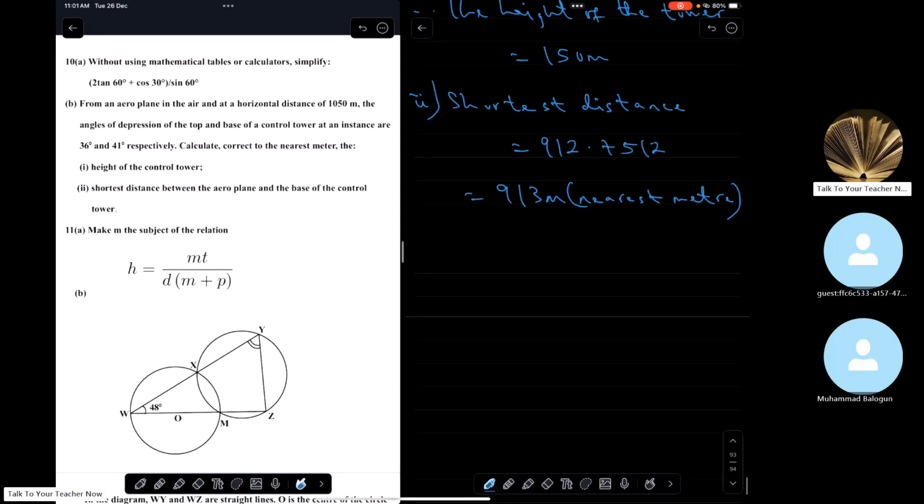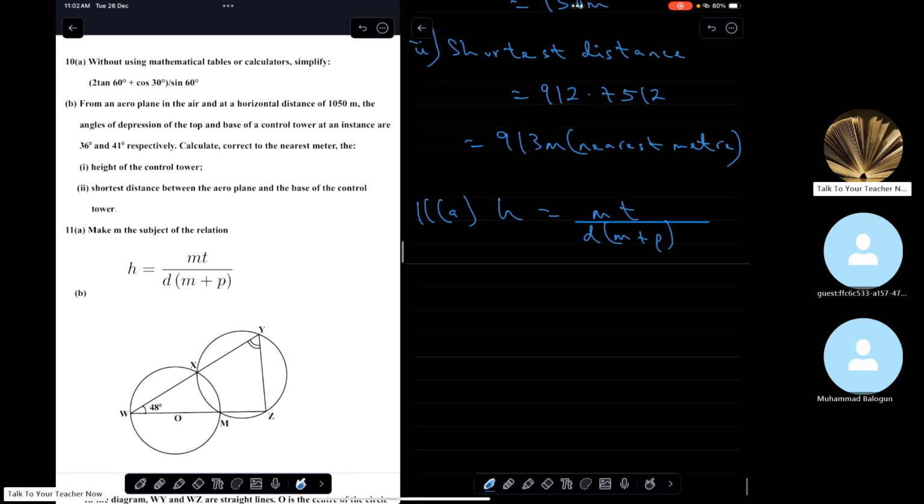Now let's go. The second one, which is 11A. Make M the subject of the relation H equals MT over. I didn't expect Ajara to miss that. Did I miss it? Yeah, you didn't let me land. And I was going to say, I wasn't surprised that you didn't miss it. Yeah, that's it. Mohammed, let's go, send us yours before we do that.